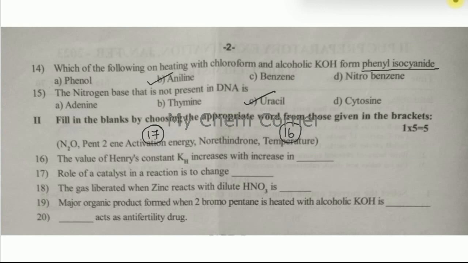Next one, the gas liberated when zinc reacts with dilute HNO3. The only gas that is there among all this is N2O. So that is your 18th answer. Then the major product formed when 2-bromopentane is heated with alcoholic potash is. The next answer is pent-2-ene. It's a very direct answer. The last one is dash acts as an anti-fertility drug. It is here, the last one. It is norethindrone. So this way your fill in the blanks are also very easy.